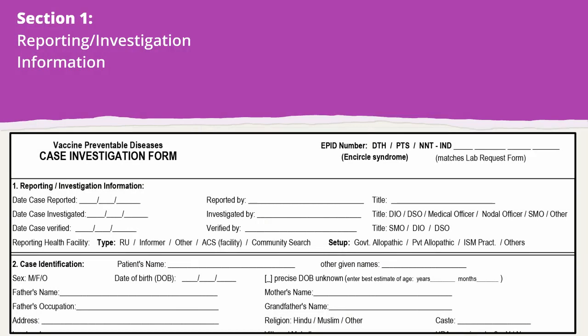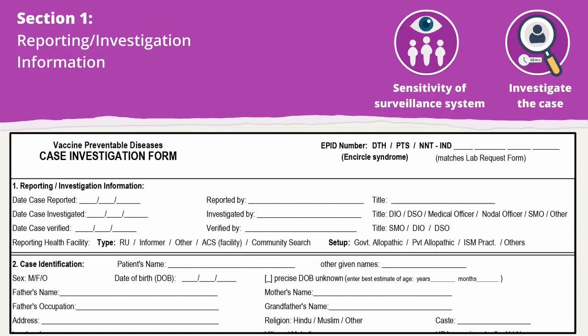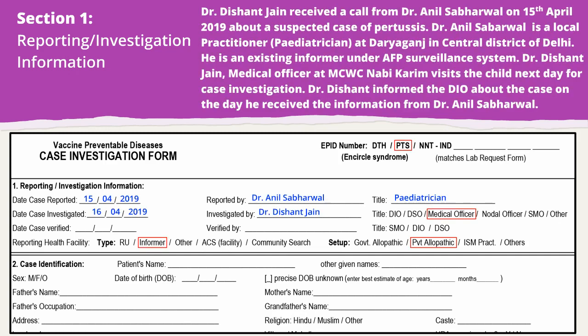First section is on notification and investigation information. This section is important to understand the sensitivity of surveillance system to detect the case early and to investigate the case within 48 hours of notification. Encircle PTS since this is a case of pertussis. The case was notified on 15th April and was investigated on 16th April.